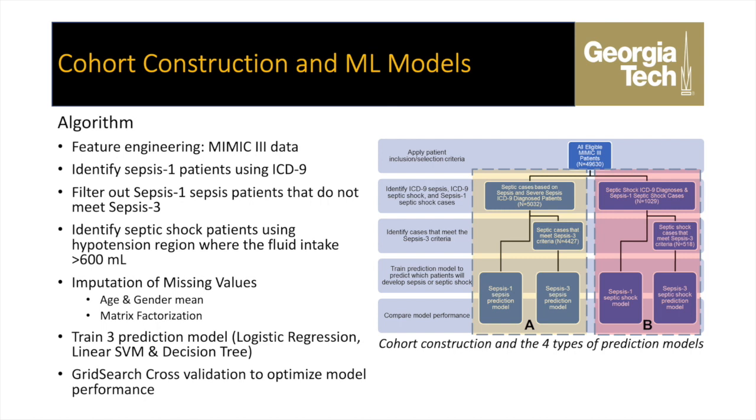The flowchart shows how we construct the 4 cohort groups. The yellow box shows the process for identifying sepsis patients under Sepsis 1 and Sepsis 3. The red box shows how we identify septic shock cases. Please note that we are identifying Sepsis 1 patients using methods described in the target study, and then we filter out patients that do not meet Sepsis 3 criteria. All 4 prediction models are displayed at the bottom of the diagram and their performance will be compared.